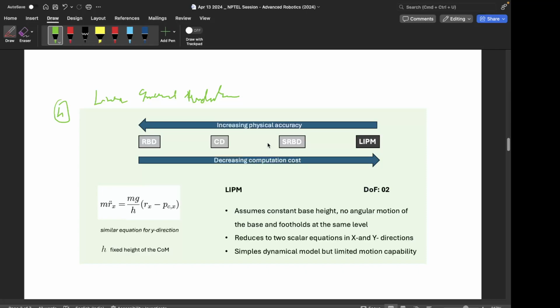And the footholds are also at the same level, then we can simplify the equation into two scalar equations, one in the x direction and one in the y direction, and here this is the location of the ZMP or the center of pressure.